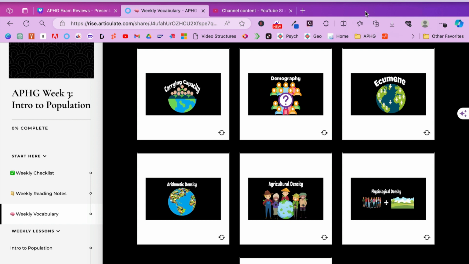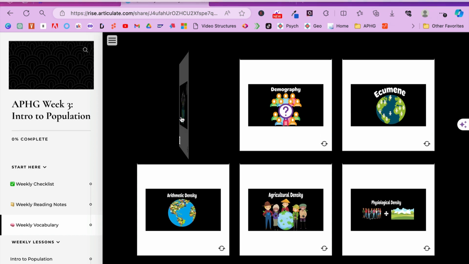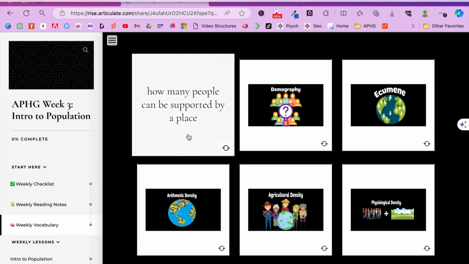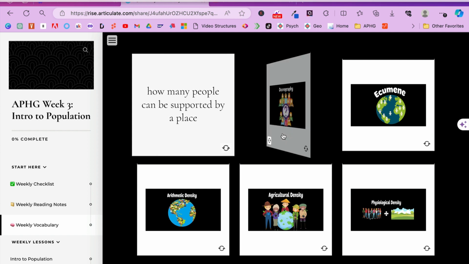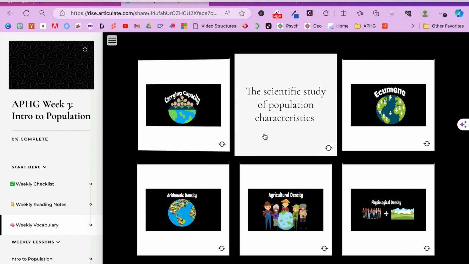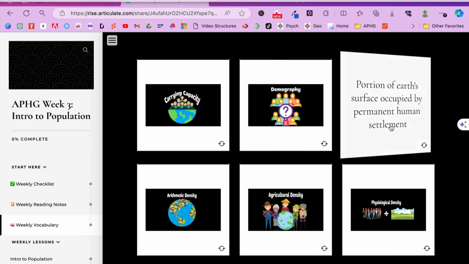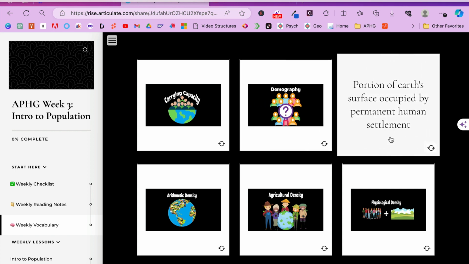So let's begin with some of the key vocabulary terms from population. Carrying capacity: how many people can be supported by a place. Demography: the scientific study of population characteristics. Ecumene: portion of the Earth's surface occupied by permanent human settlement.